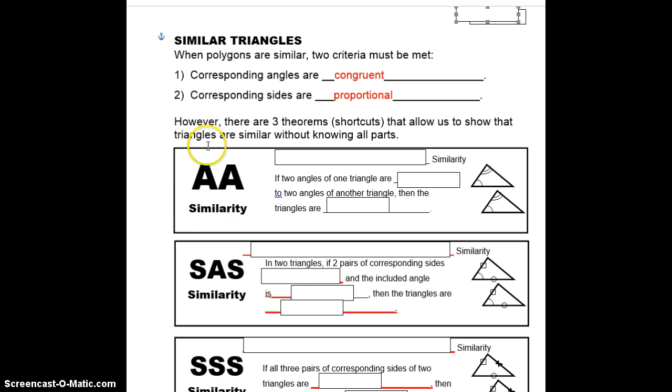Our very first one is AA, and that stands for angle-angle similarity. And notice the word similarity. We can't just say AA. We have to make sure we differentiate about whether we're talking about congruency or similarity.